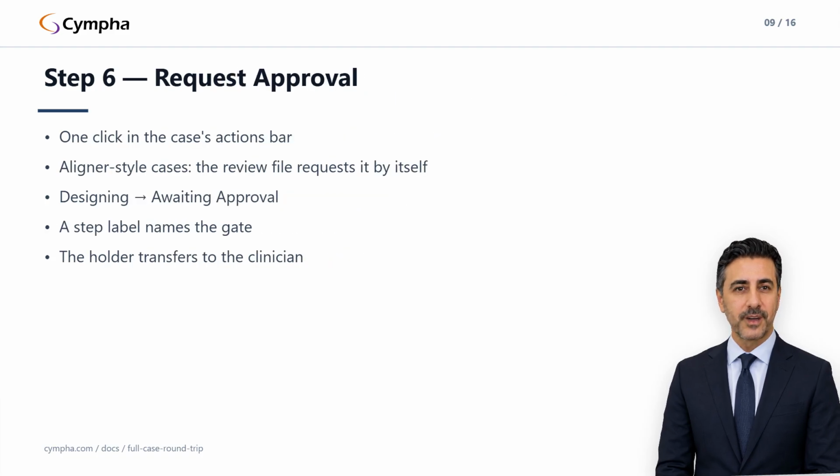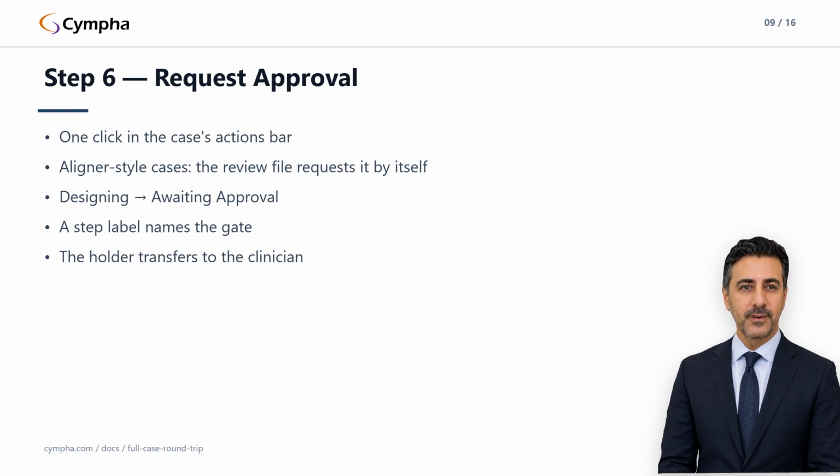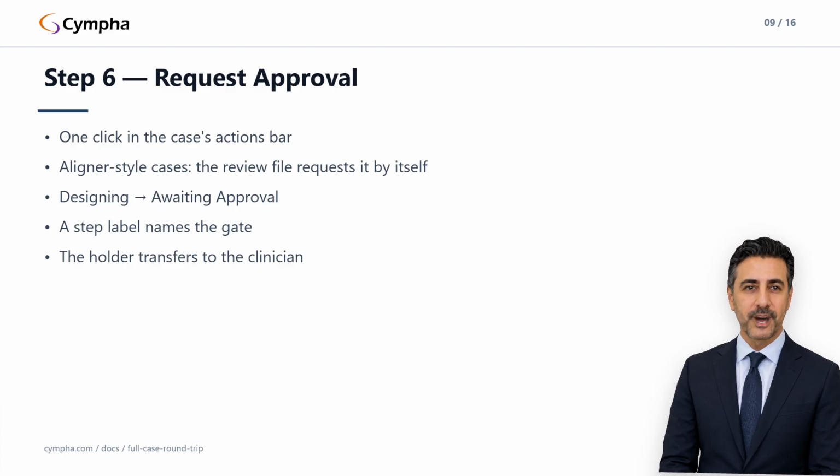Either way, the status flips from designing to awaiting approval. And then a system label appears, which names exactly which gate this is, because a case can pass this way more than once. Plan approval pending is the first round of an ortho or aligner case, that's the treatment plan. Appliance approval pending is the second round, that's the appliance design. And design approval pending is what you see on single-step lab services, where there's only one gate. Read that label, it tells you where in the case you are.